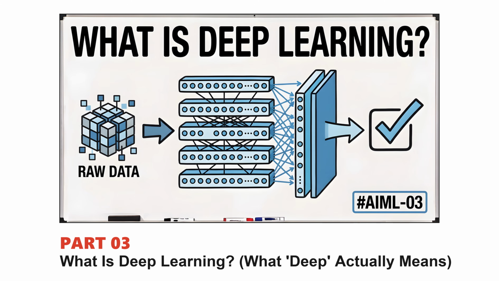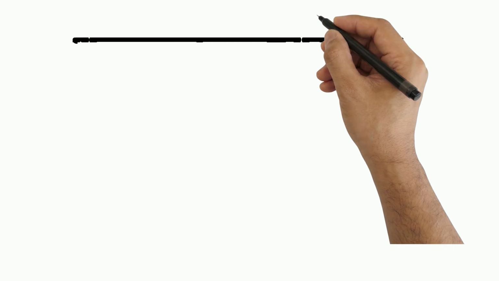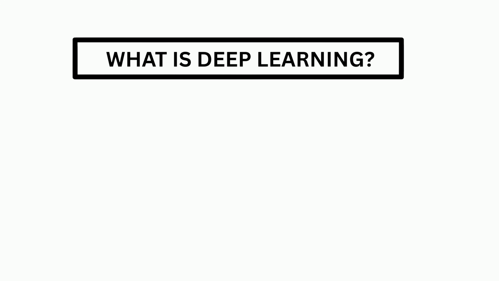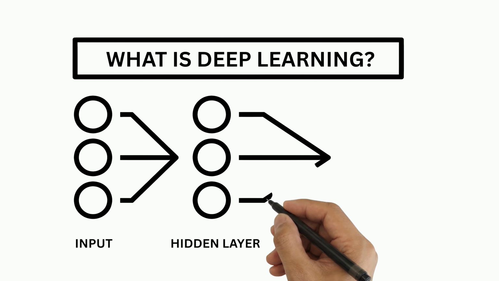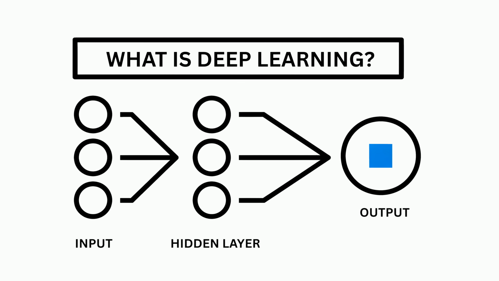Part 3. What is deep learning? Last time we looked at how a neural network works: an input layer, one hidden layer, and an output. That single hidden layer was enough to combine weighted signals into a decision. But real problems, like separating malware from benign files, are messier than one layer can handle. So what happens when we stack many hidden layers instead of just one?